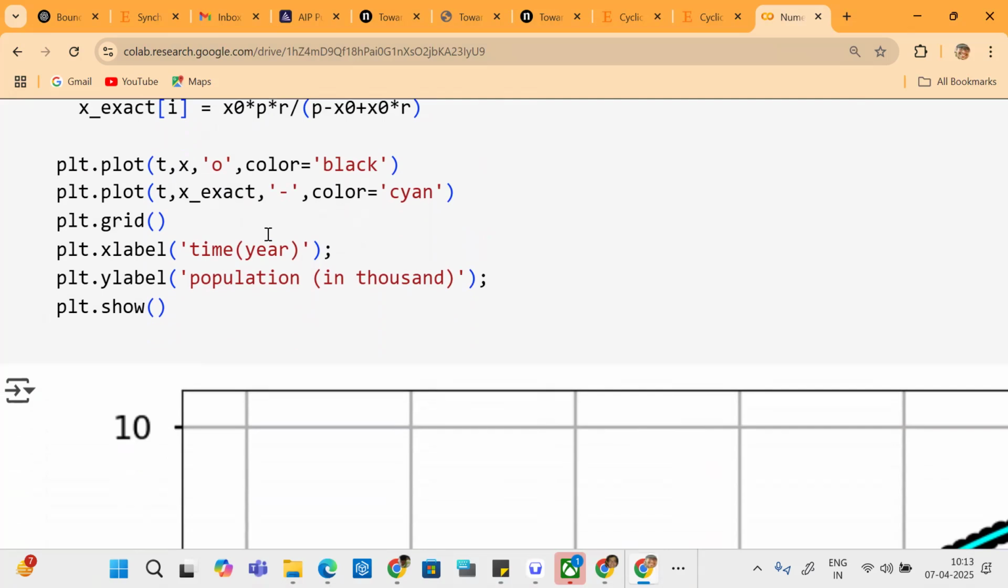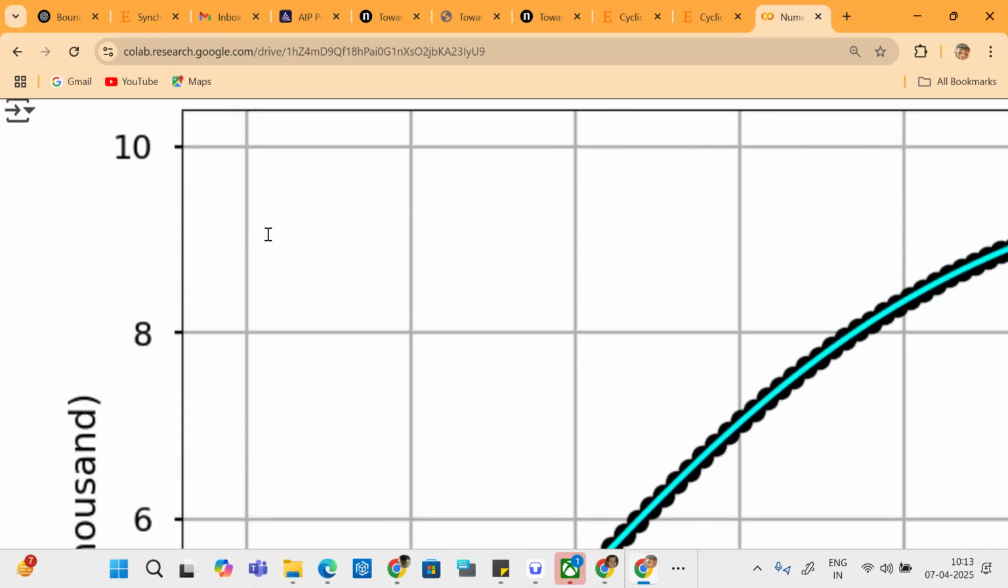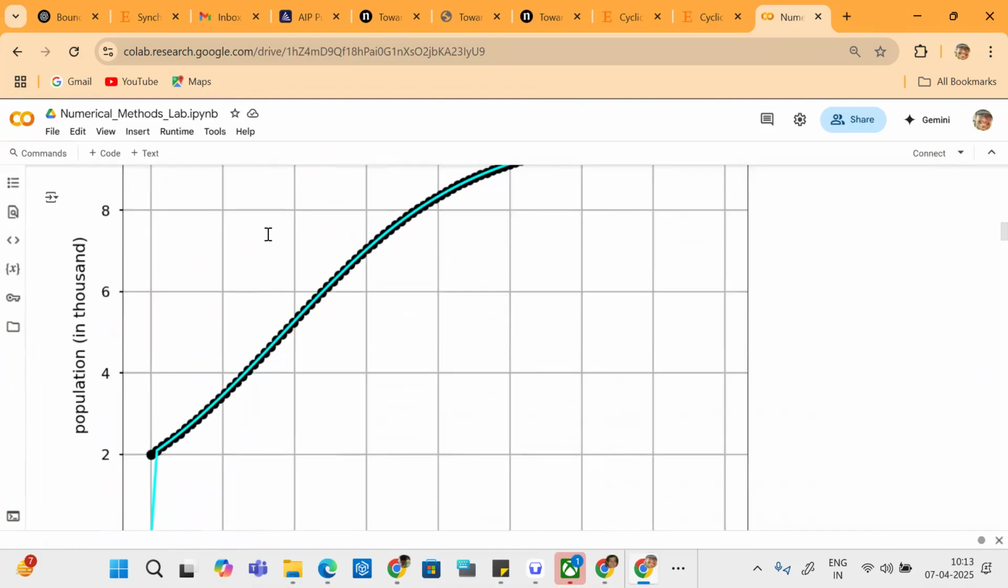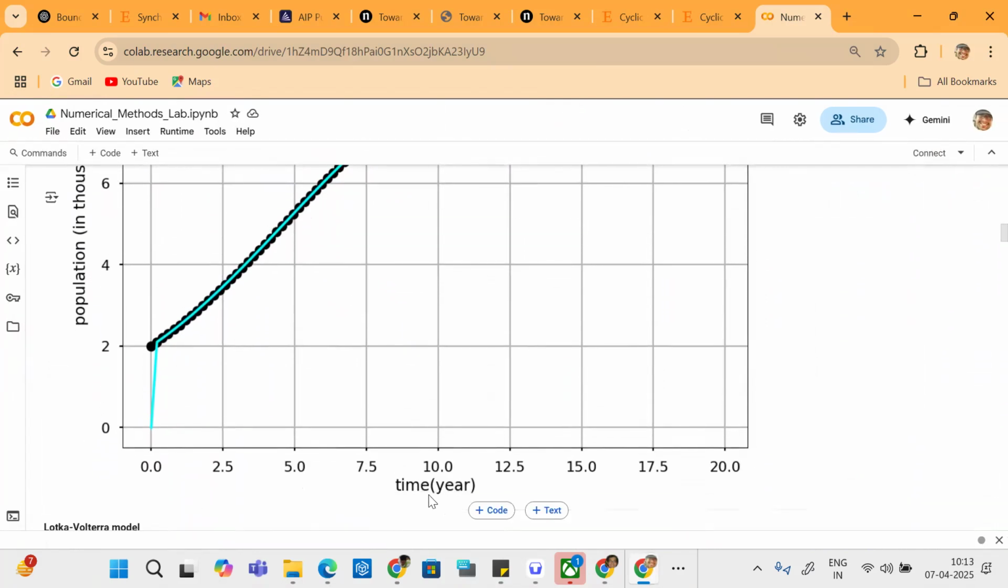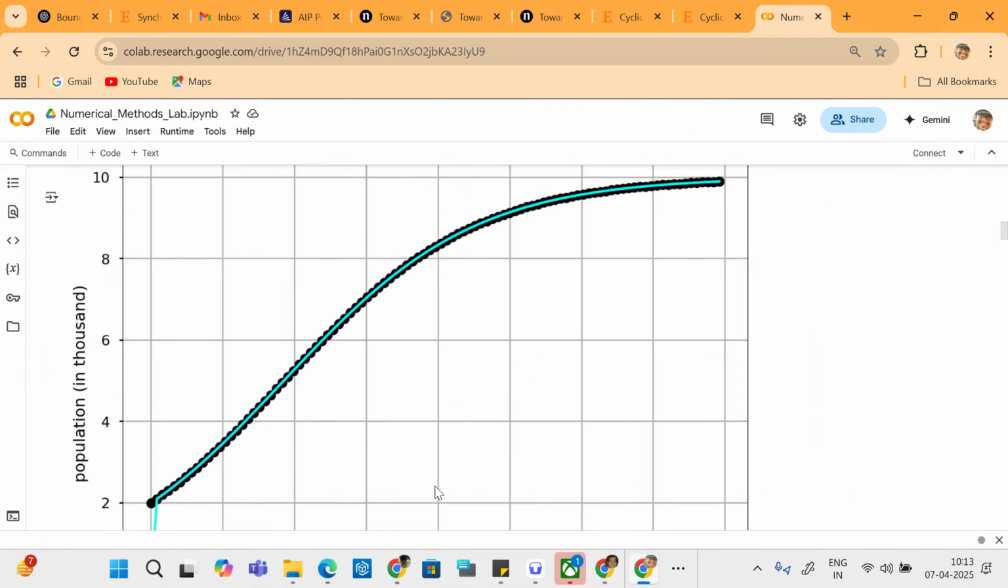And at the same time, X cannot go negative. Can X go negative if X is population? No, it can go at most to 0. So therefore we'll see this. You can see that it never went below 0, never went negative. And this is the solution. Time is in years and population is in thousands. You can see the black and cyan line. The RK4 solution you have computed matches exactly with your analytical solution. So therefore you are confident that the RK4 method will not give you any error. Okay, that's the idea.